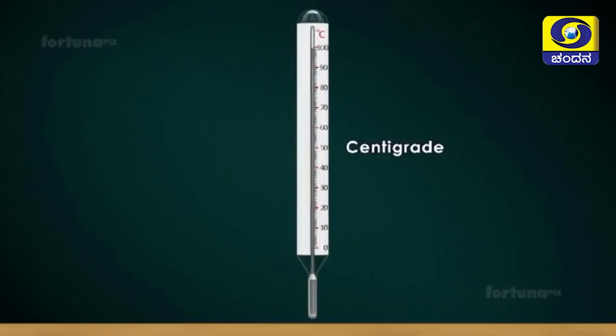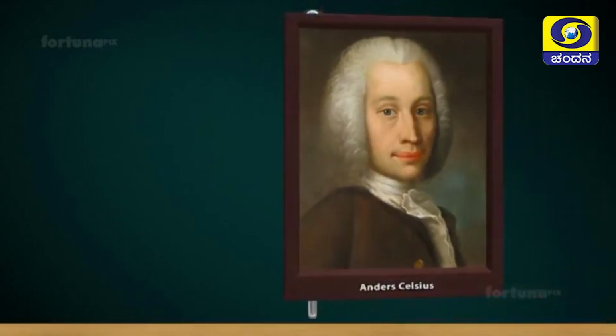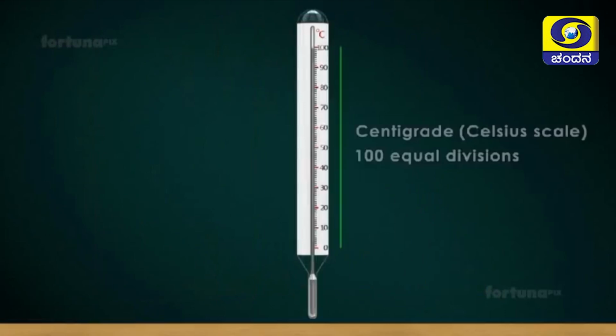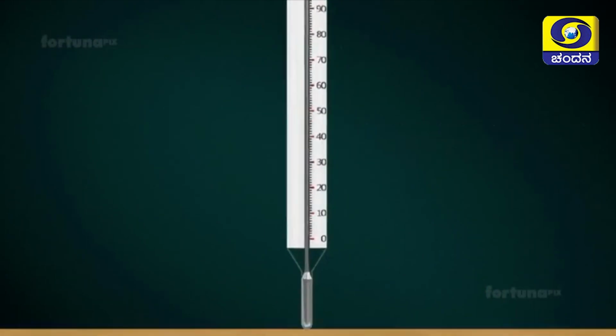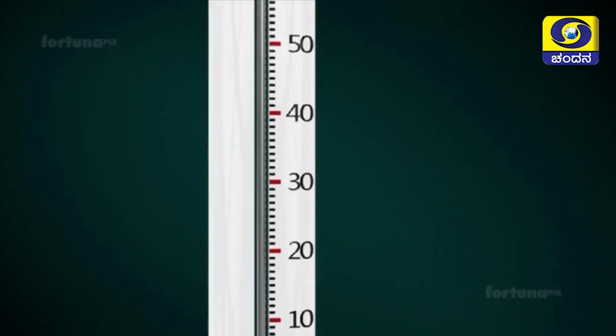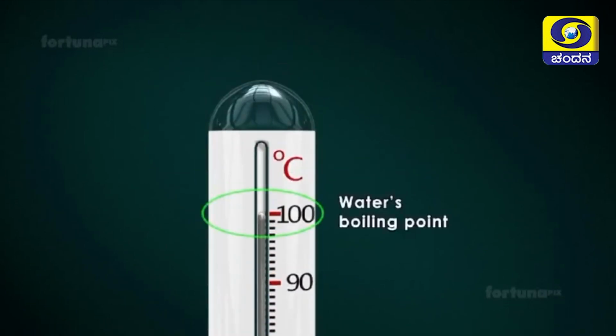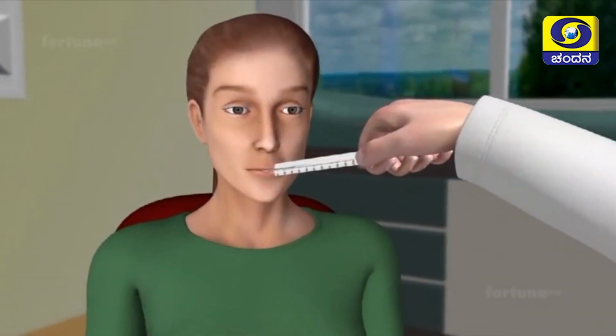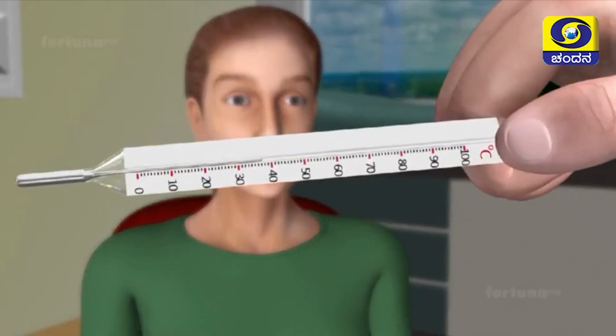A centigrade thermometer, also known as the Celsius scale, and named after the Swedish astronomer Anders Celsius, who developed it, has 100 equal divisions. It begins at 0 degrees, water's freezing point, and ends at 100 degrees, water's boiling point. On this scale, the normal human body temperature will be 37 degrees Celsius, which we would write simply as 37 degrees C.